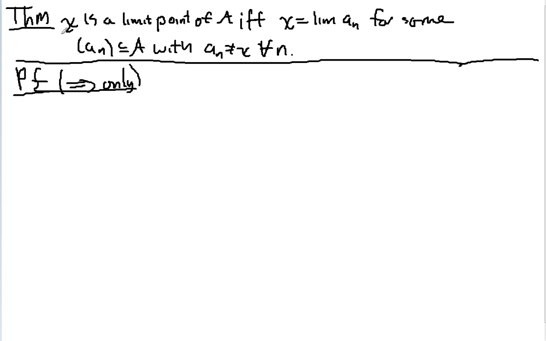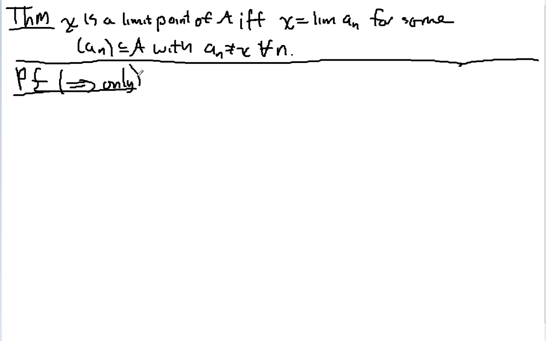We're going to prove the theorem: x is a limit point of A if and only if x is equal to the limit of some a sub n contained in A, where x cannot appear in the sequence. So there has to be a sequence in A that has limit x, but x can't be anywhere in the sequence.